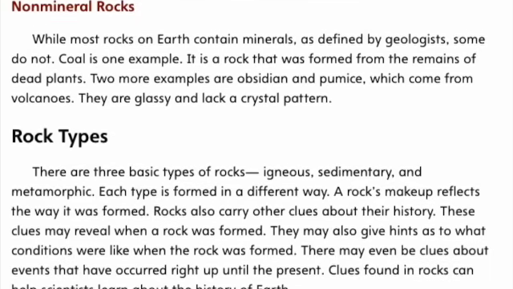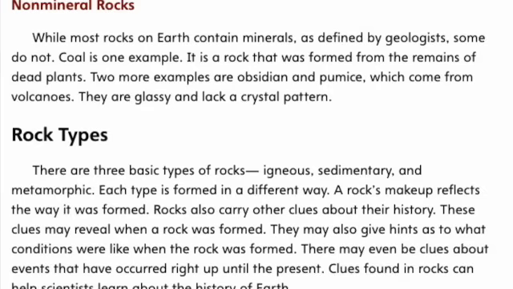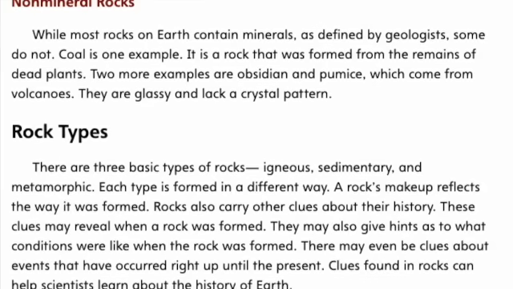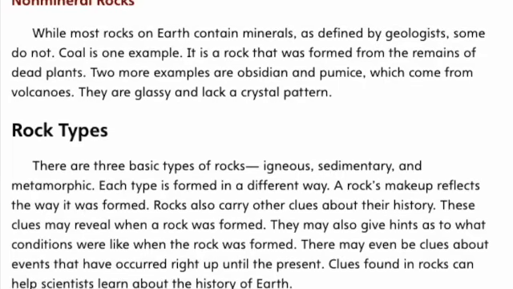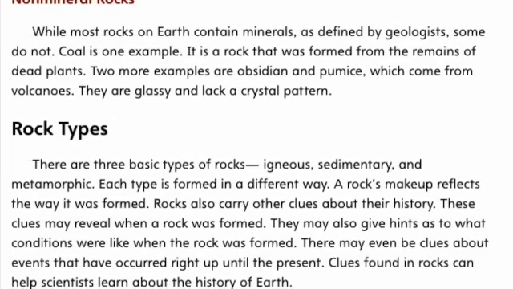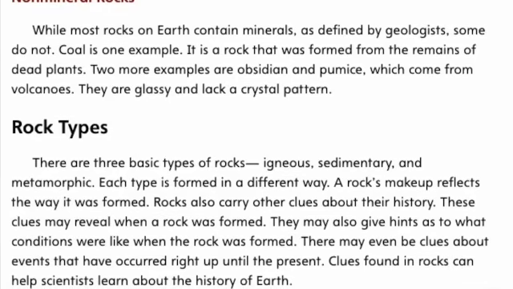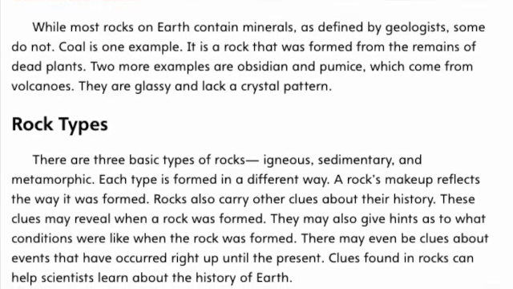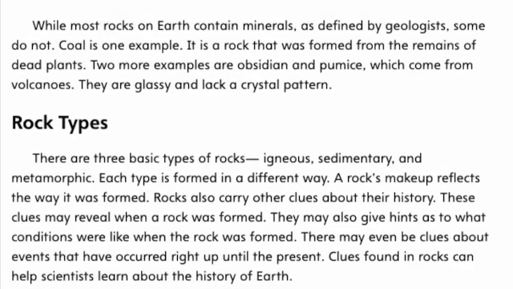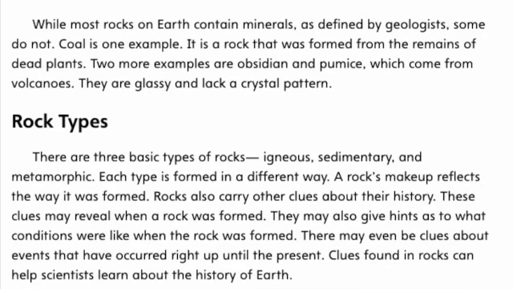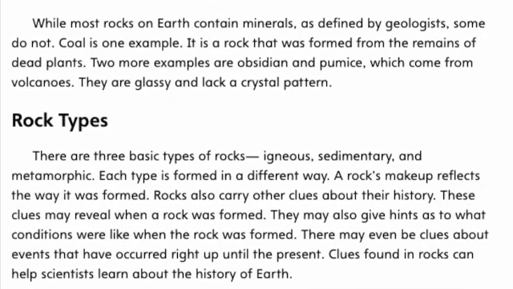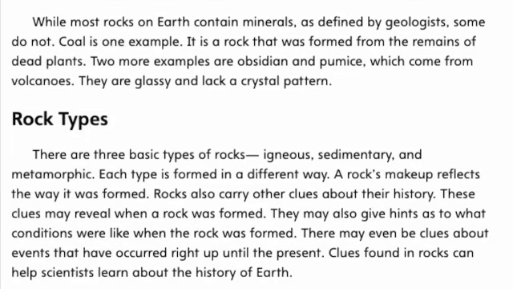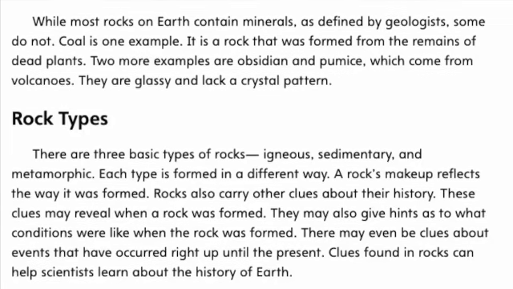Rock types. There are three basic types of rocks: igneous, sedimentary, and metamorphic. Each type is formed in a different way. A rock's makeup reflects the way it was formed. Rocks also carry other clues about their history. These clues may reveal when a rock was formed. They may also give hints as to what conditions were like when the rock was formed. There may even be clues about events that have occurred right up until the present. Clues found in rocks can help scientists learn about the history of Earth.